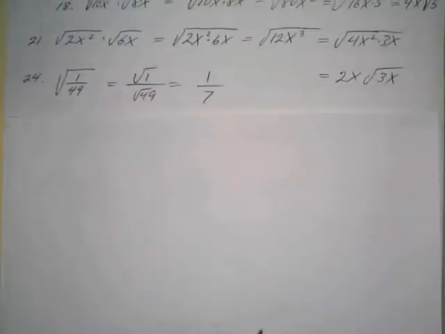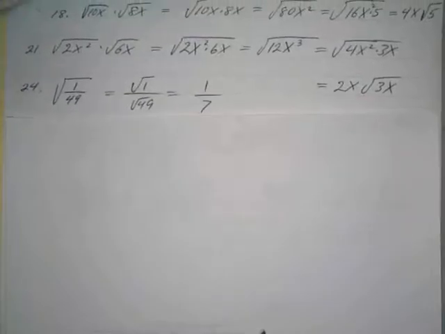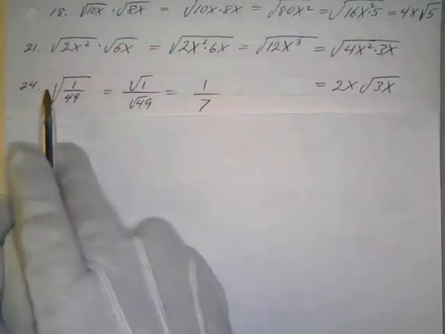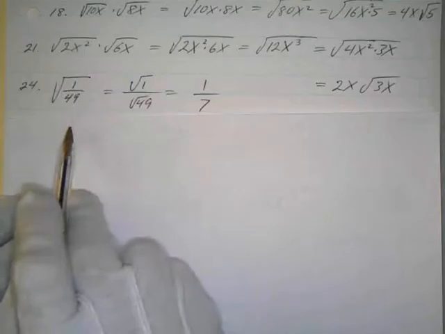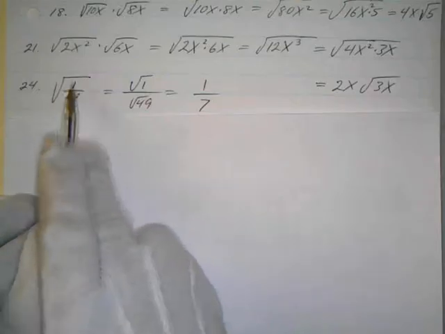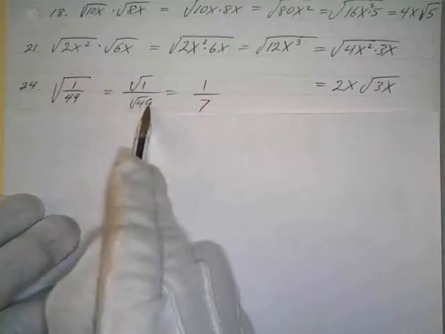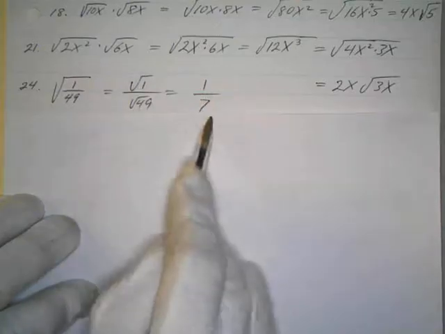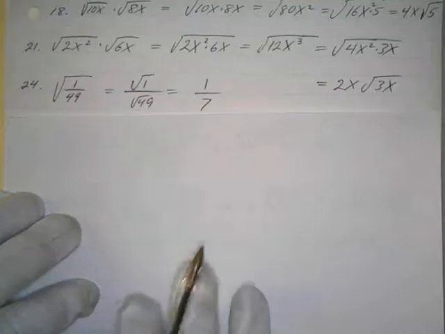And here's number 24, the square root of 1 over 49. Remember, that violates one of our no-nos. We can't have a fraction under the radical, so I break it up. Remember, the square root of a quotient is the quotient of the square roots. So I have the square root of 1 over the square root of 49, and the square root of 1 is 1, and the square root of 49 is 7. So that worked out nicely.